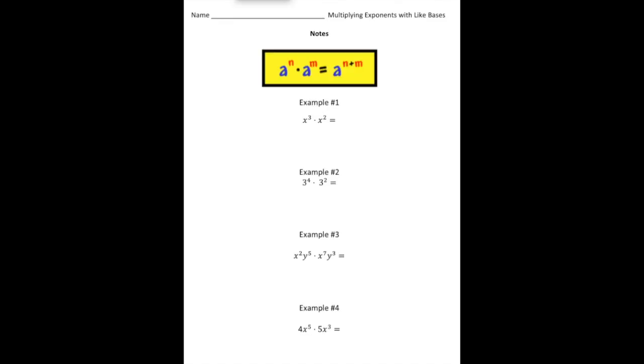Here's a brief video on how to multiply exponents with like bases. So we're going to try some problems together, and then there'll be a few for you to try, and then you can always see how you did at the end.